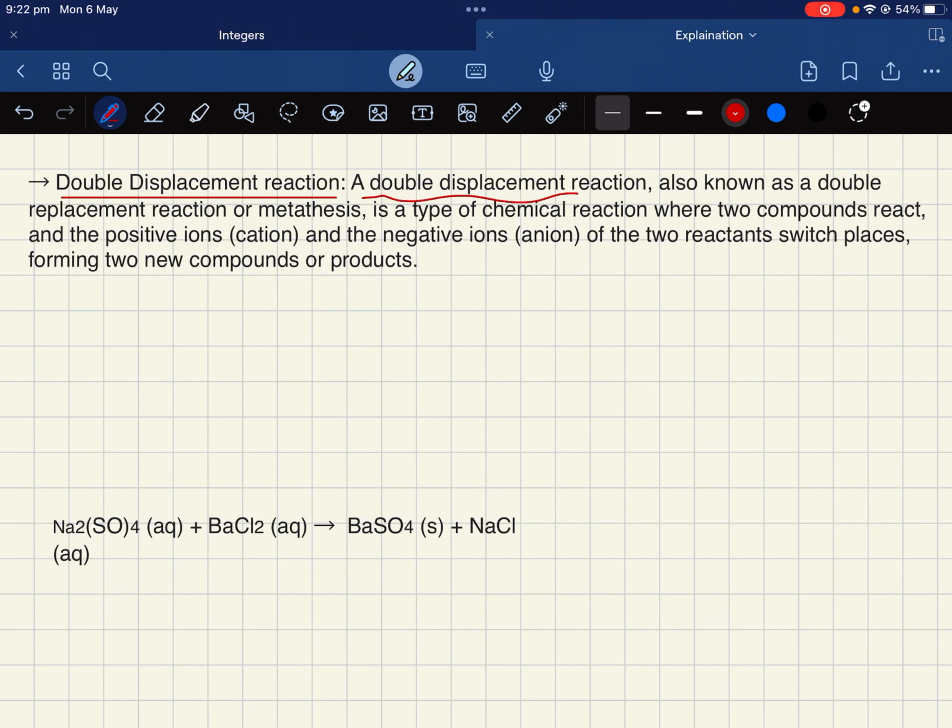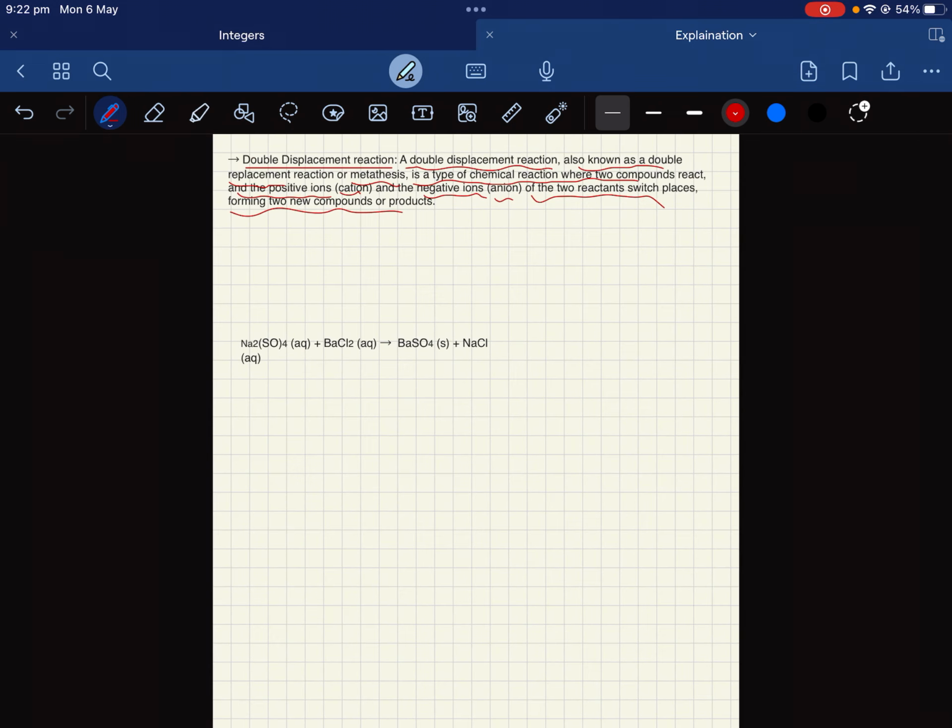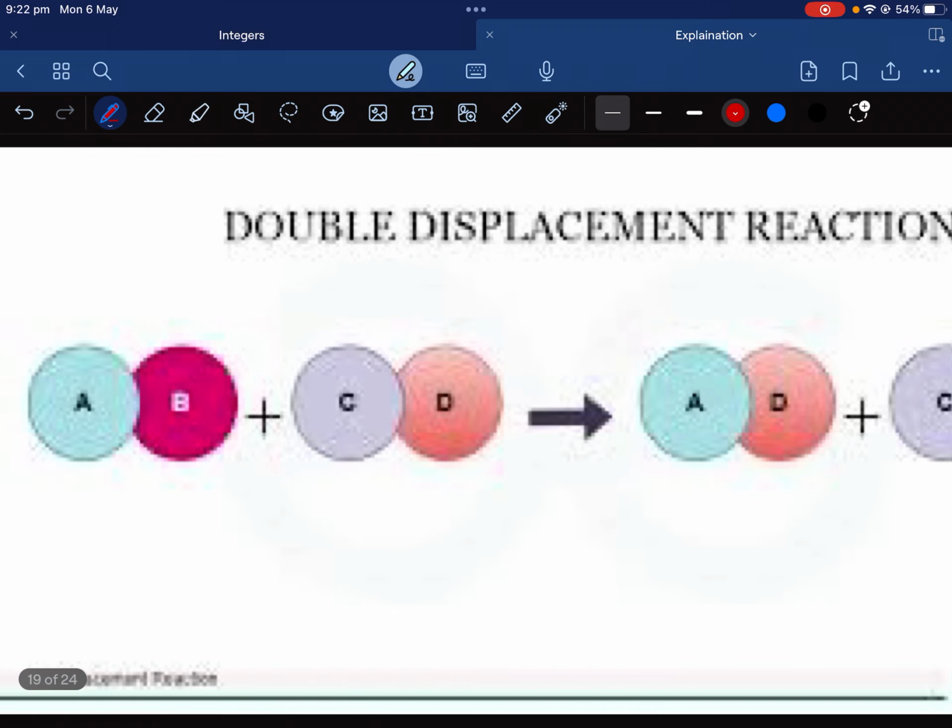Let's take a look at another form of displacement reaction, that is double displacement. A double displacement reaction, also known as a double replacement reaction or metathesis, is a type of chemical reaction where two compounds react and the positive ions or cations and the negative ions, anions of the two reactants switch places, forming two new compounds or products. Now you may think that this looks big and scary, but let us learn with the help of an image again.